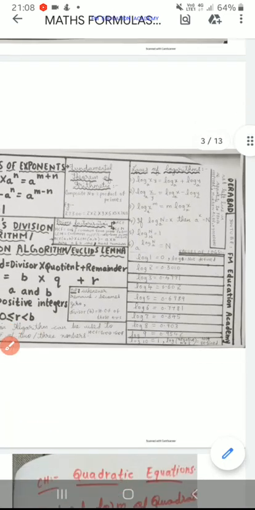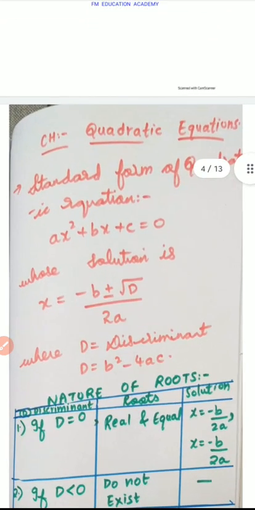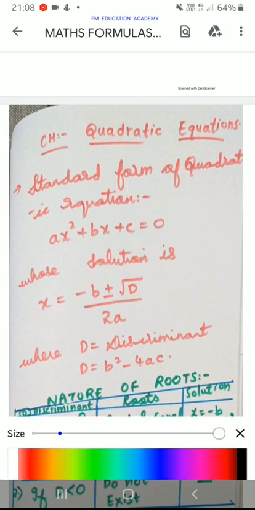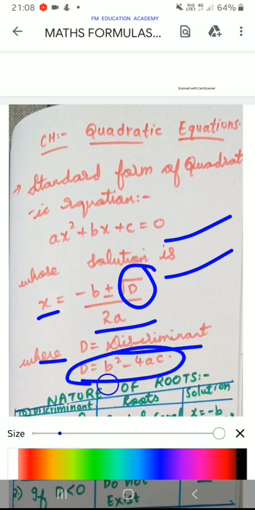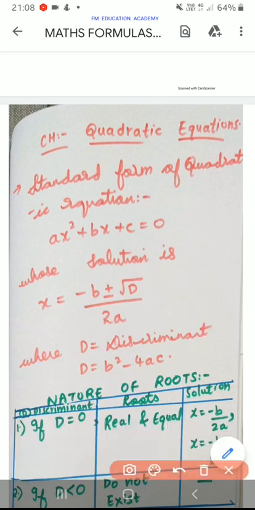Next chapter is quadratic equations. Okay, we know the standard form of a quadratic equation is ax square plus bx plus c is equal to 0, whose solution, the answer for any quadratic equation, will be x is equal to minus b plus minus root d by 2a. What is the value of d here? The value of d is b square minus 4ac, and d is called the discriminant, and it is an important concept. Okay, a question can come in the exam tomorrow to find out the nature of roots.